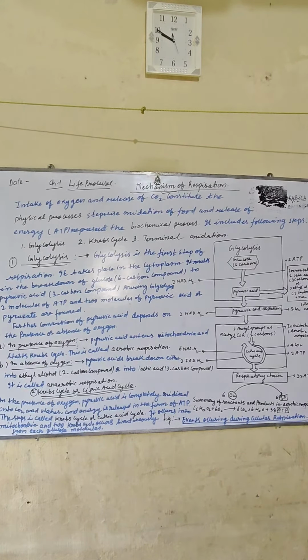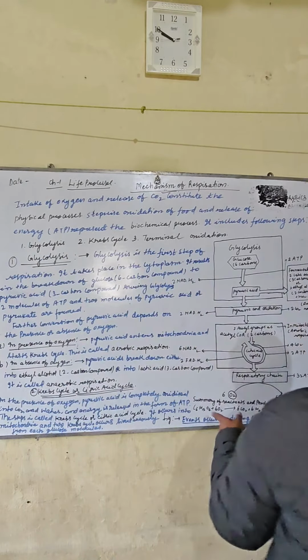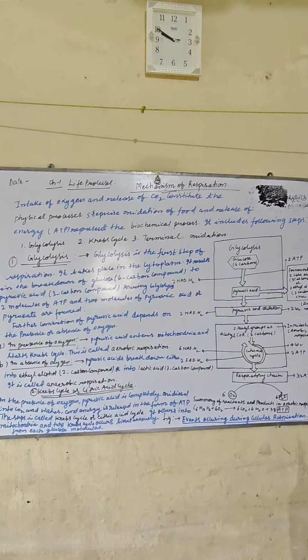Krebs cycle, or citric acid cycle. In the presence of oxygen, pyruvic acid is completely oxidized into carbon dioxide and water, and energy is released in the form of ATP. This step is called the Krebs cycle or citric acid cycle, as you see in the diagram. It occurs in the mitochondria. This is the event occurring during aerobic respiration: C6H12O6 plus 6 O2 gives 6 CO2 plus 6 H2O plus 30 ATP, the form of energy.